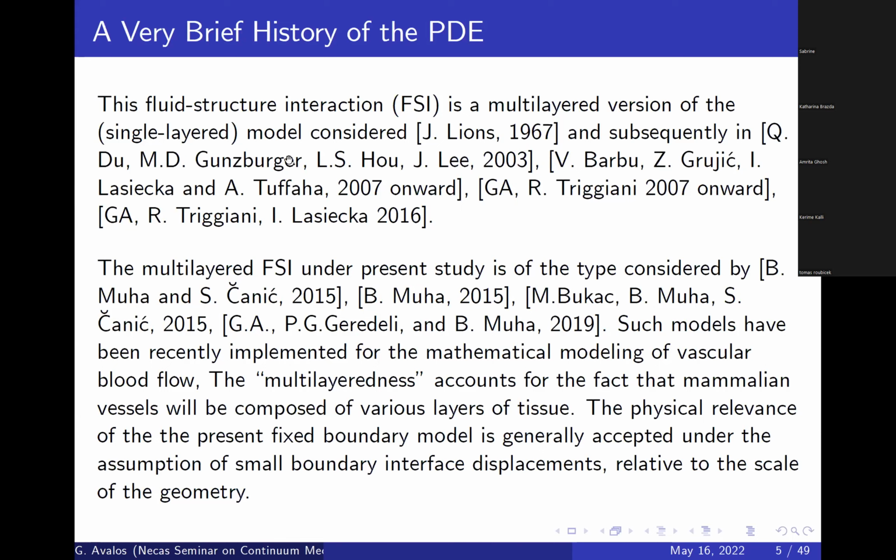Our multi-layered interest comes from the fact that Boris Muha and his collaborators have considered using this model by way of mathematically describing the phenomena of blood transport in mammalian vascular structures. In the nature of things, these vascular structures are of composite type. The layers are composed of different materials, with each respective layer having its own constitutive properties.